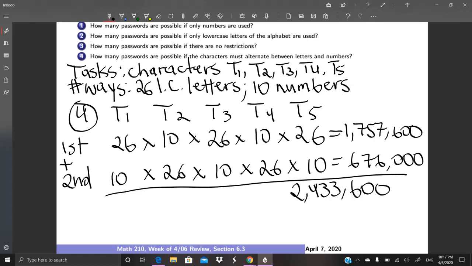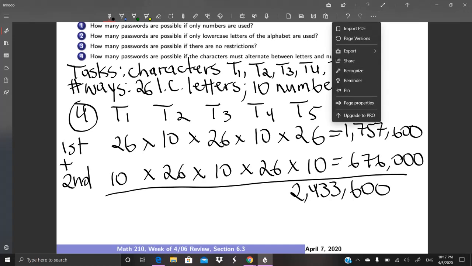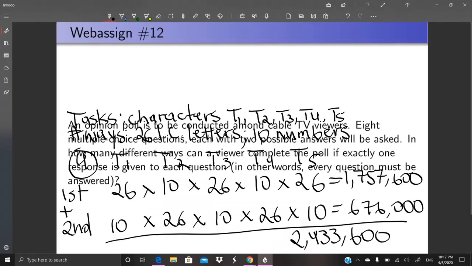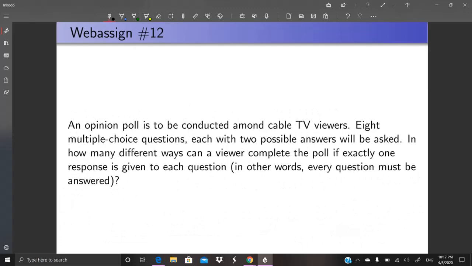Let's go to the next problem that's relevant to what we might see on the quiz. This one should be much shorter. So let's erase. All right, so here it is. This is number 12 from WebAssign, and I took this one exactly, at least with my numbers. An opinion poll is to be conducted among cable TV viewers. 8 multiple choice questions each with 2 possible answers will be asked. How many different ways can a viewer complete the poll if exactly one response is given to each question?